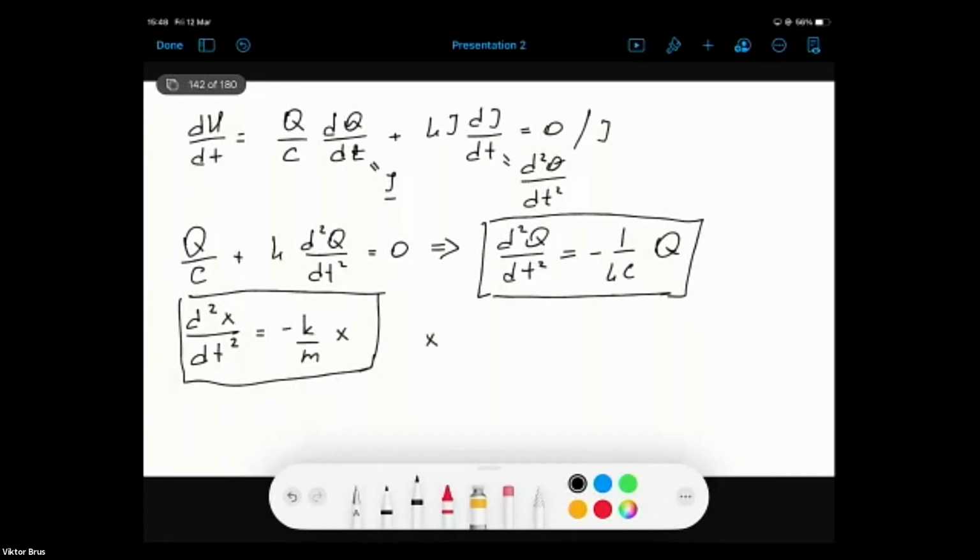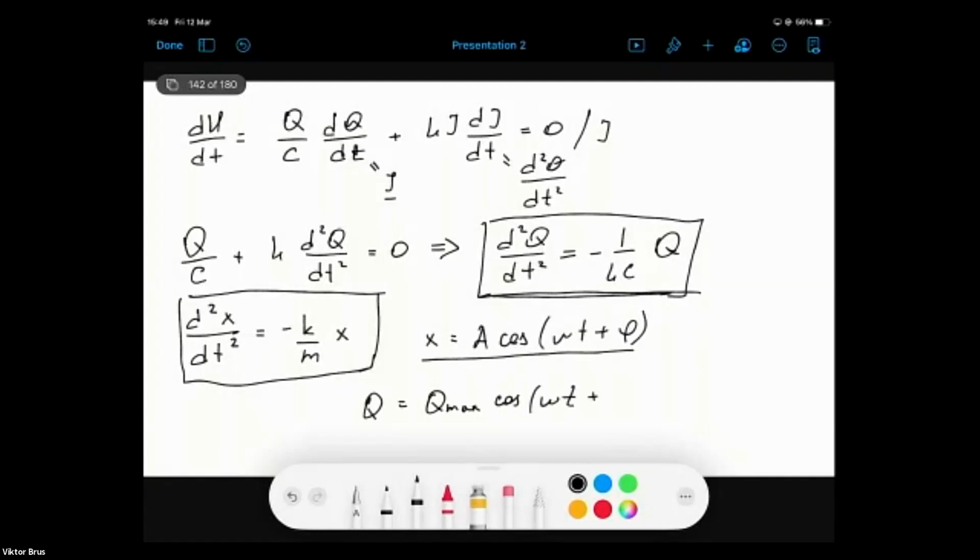We just know that the solution of this equation comes in the form of some amplitude value times cosine of omega t plus phi. Whoever is interested can check our recorded video lectures from the first semester. We will use the same form of solution for our differential equation, which describes electromagnetic oscillations. So we will get Q equal to Q maximum times cosine of omega t plus phi.